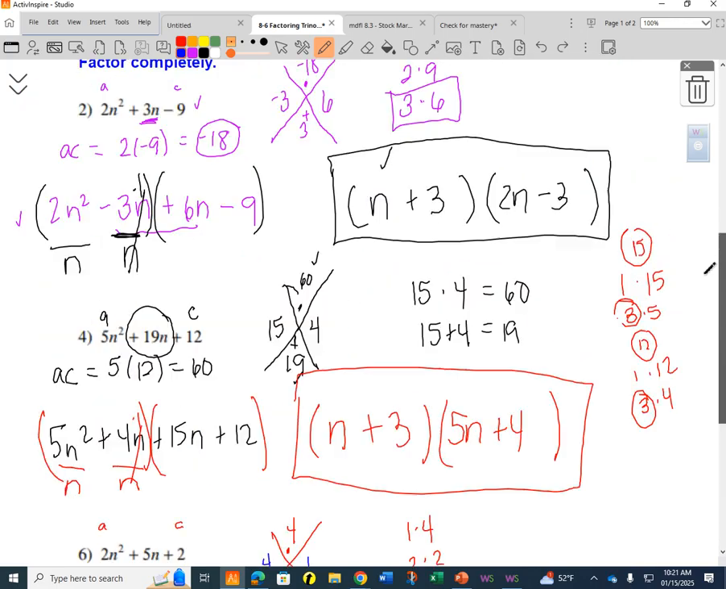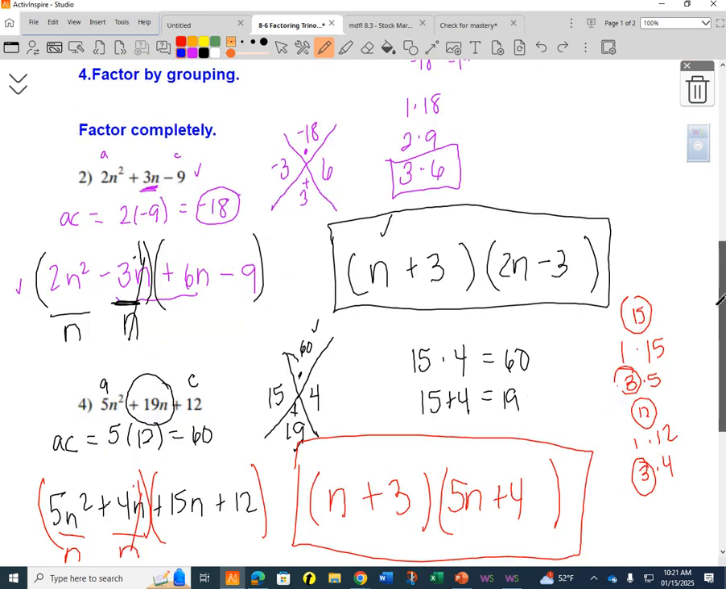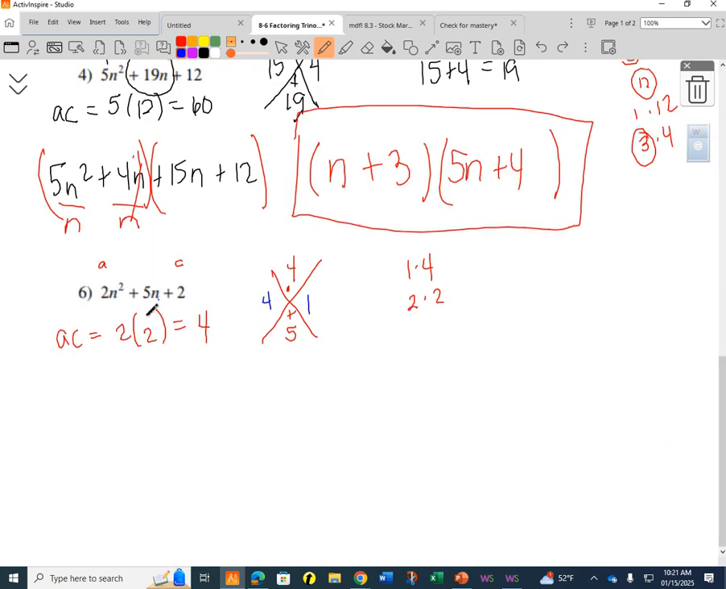Okay, so the next step says we're going to rewrite as a 4-term polynomial by splitting this middle term. So instead of 5n, what are we going to have here? Ansley? What are we going to write instead of 5n when we rewrite? How are we going to split up 5n?